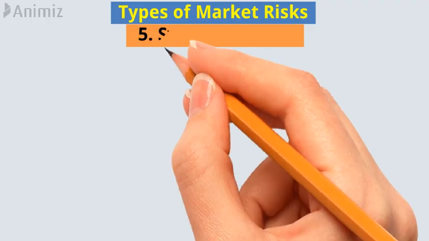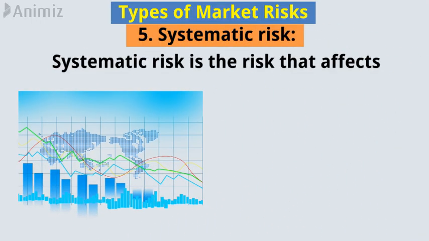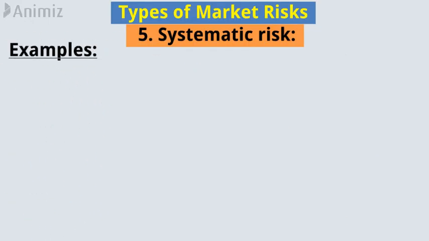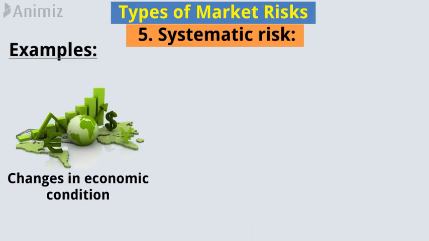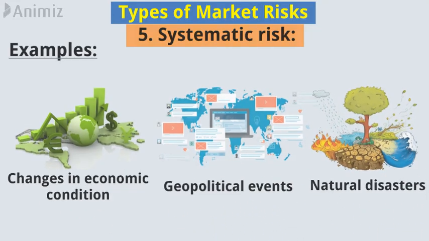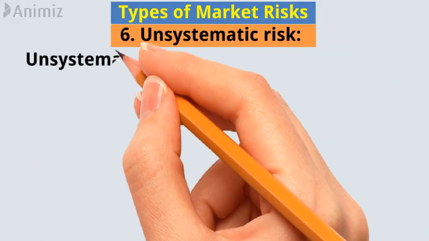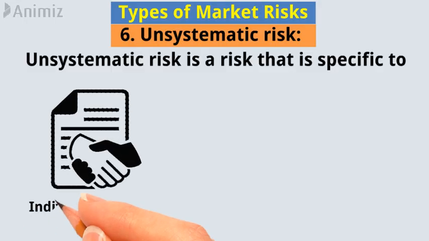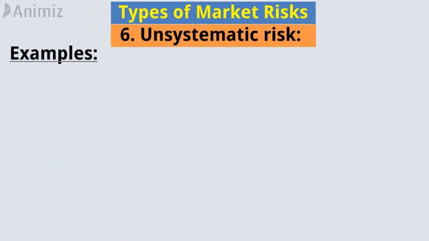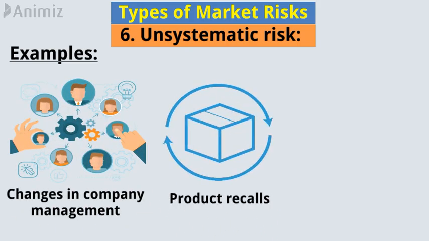5. Systematic risk. Systematic risk is the risk that affects the entire market or a particular segment of the market. Examples of systematic risks include changes in economic conditions, geopolitical events, and natural disasters. Number 6. Unsystematic risk. Unsystematic risk is a risk that is specific to individual security or a particular industry. Examples of unsystematic risks include changes in company management, product recalls, and patent disputes.